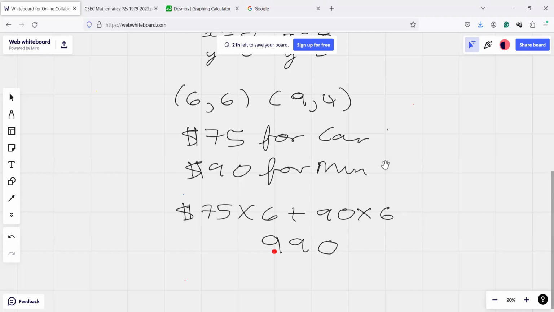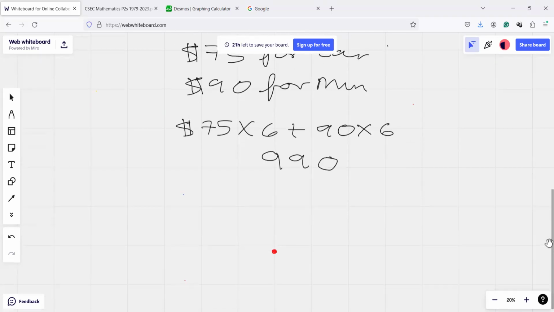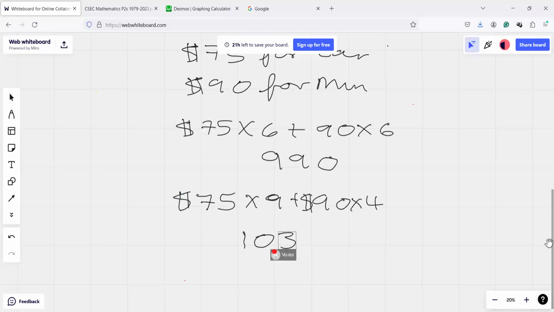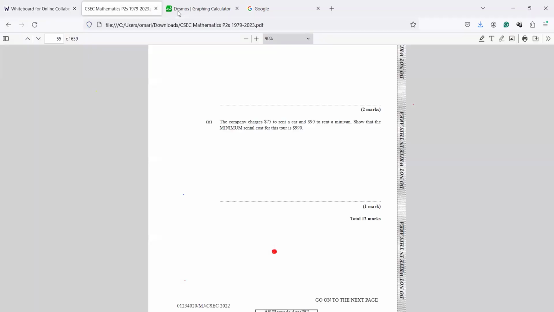The other situation is $75 for 9 cars plus $90 for 4 buses. 75 multiplied by 9 plus 90 multiplied by 4 gives us $1,035. And so the cheapest alternative is where there are 6 cars and 6 minivans.